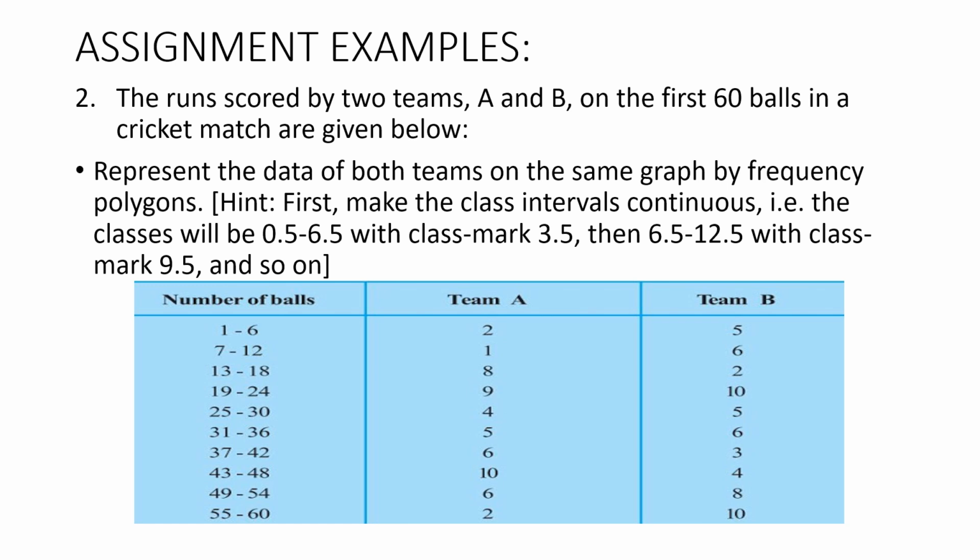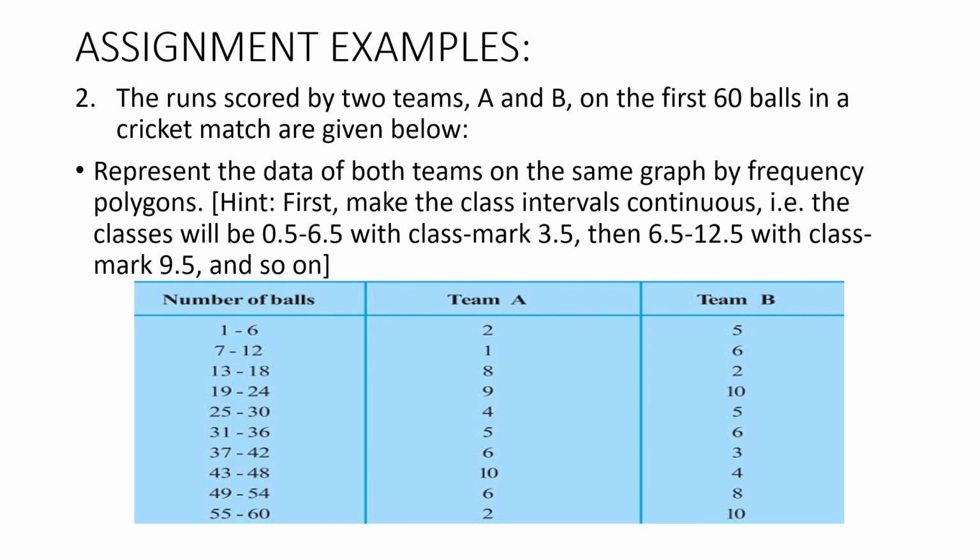Generally they are given continuous, but if not, like in this case, you just have to add 0.5 to both the class limits. Like for example, it is 1 to 6, 7 to 12. So what will be the first class? It will be 0.5 to 6.5, and the second class will start from 6.5 up to 12.5. So this is how we will make all the classes continuous, and obviously add one class previously and at the end.